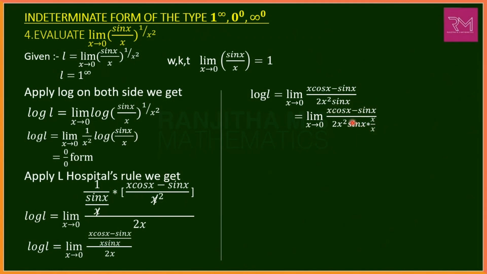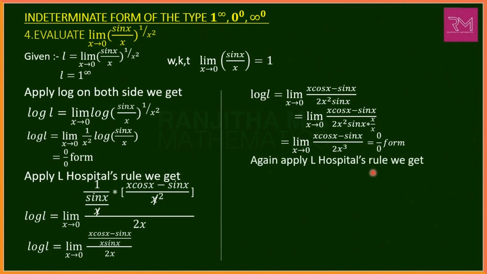Hence in the next step we can take limit as x tends to 0, sin x by x is nothing but 1. Substitute that value as 1 and multiply 2x square and x. We get limit as x tends to 0, in the numerator we have x into cos x minus sin x divided by 2x square into x, that becomes 2x cube. Now we can substitute x value as 0 over here, we get the form 0 by 0. Hence we have to again apply L'Hospital rule.